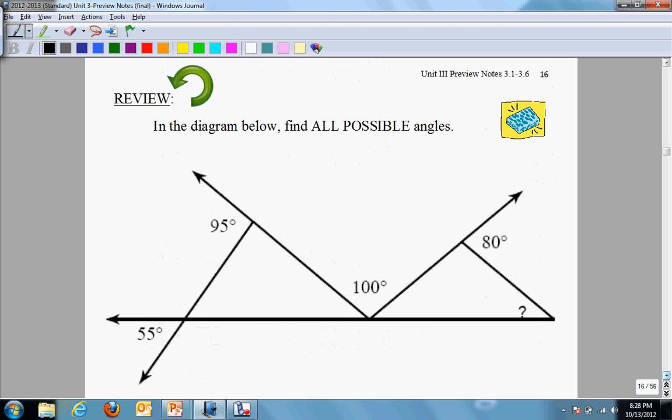Last class, we learned the very simple concept that triangles add up to 180. So when you see triangles, just automatically trace them and put a little baby 180. Every time you see a triangle, get in the habit of tracing and putting a baby 180. Now here, we're to find all possible angles.